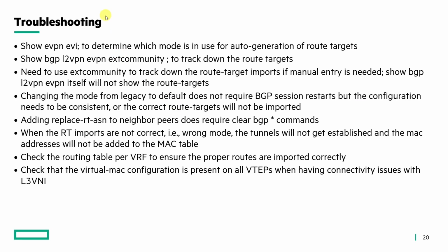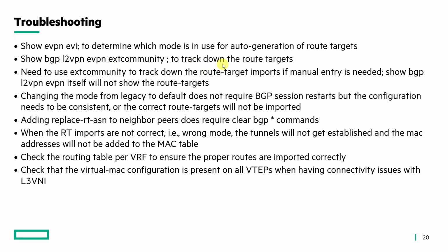So for troubleshooting, it really boils down to a number of show commands that you can see here, and you'll see a snapshot of those in the upcoming slide. So you do show EVPN EVI to determine which mode is used for the auto generation of the route targets, whether or not you're using the 2-byte ASN with a 4-byte suffix. You'd use this command to determine that. You'd want to look at the show BGP L2VPN EVPN external community.